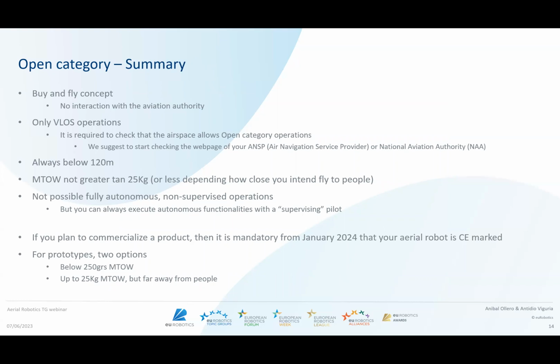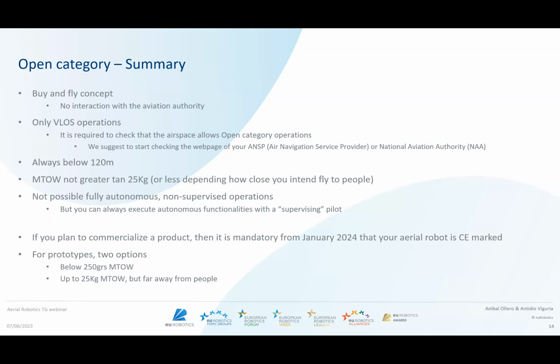It's also important to check, if you're going to fly in the open category, with your air navigation service provider or National Aviation Authority on their webpage, because usually some countries have some areas where they don't allow flying in the open category. So before flight, you should get this information. Also, usually this aviation authority has some online training, so you should perform this online training before starting to fly in this open category. It will always be below 120 meters, and the MTOM cannot be more than 25 kilos.